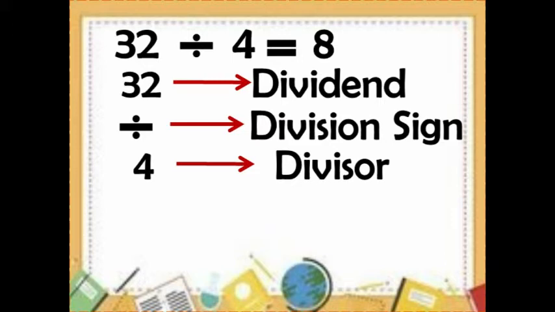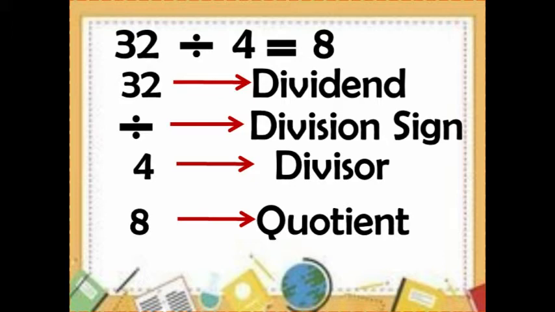Next is the 8. 8 is what we call the quotient. Quotient is the answer in division. So that is the parts of the division. Now let's move on to the concept of division.